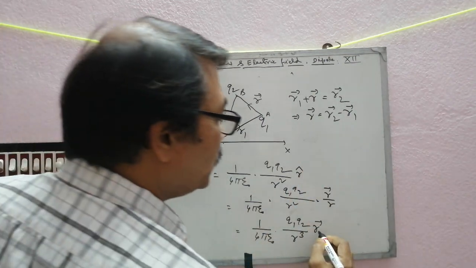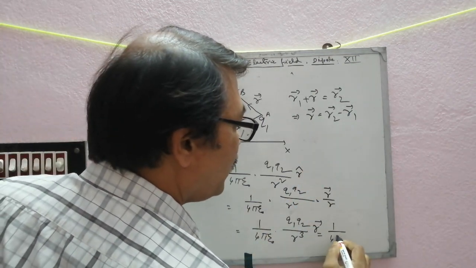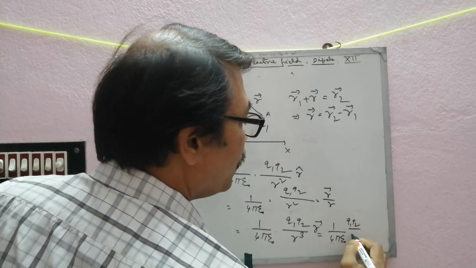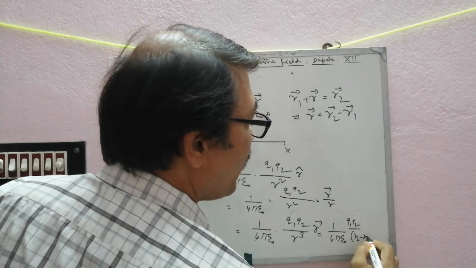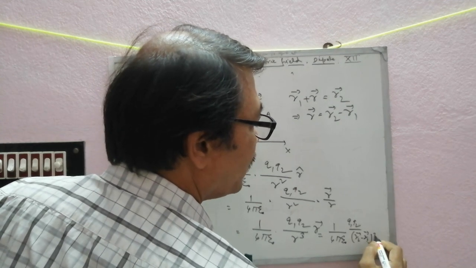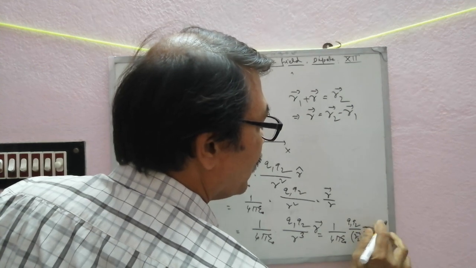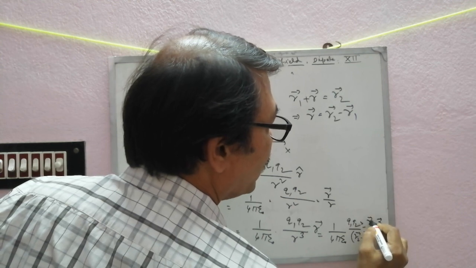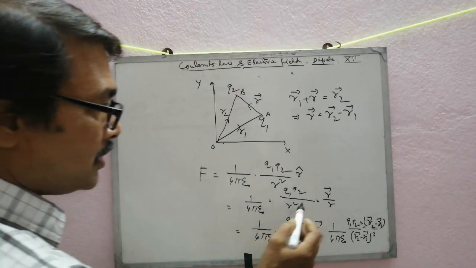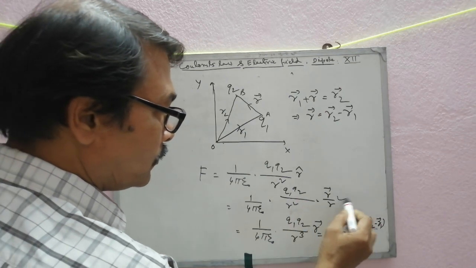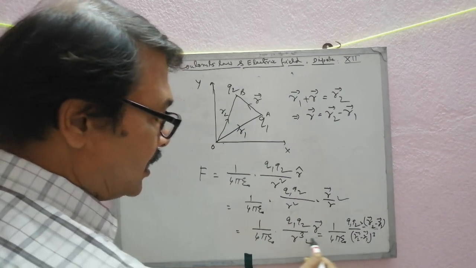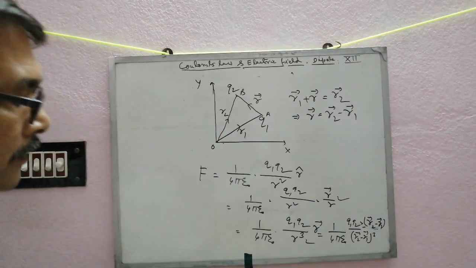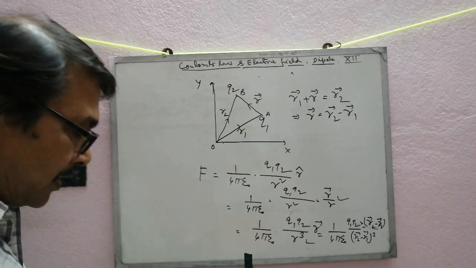If we put the value, the equation will be 1 by 4 pi epsilon naught Q1 Q2 by the magnitude of R2 minus R1 cubed, multiplied by the vector R2 minus R1. This is the vector form, where R1 and R2 are the position vectors. So we can express Coulomb's law in vector form.